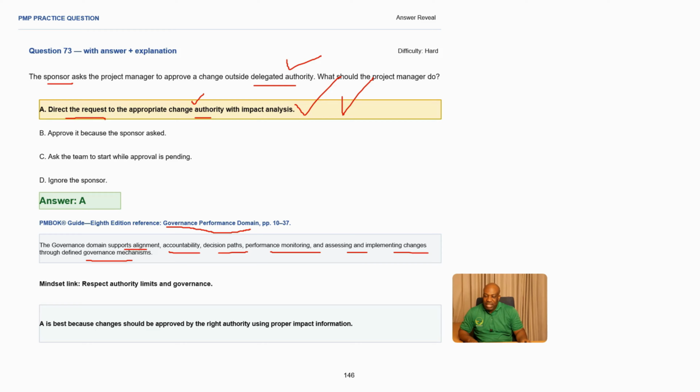And the best mindset to apply to this particular scenario is respect authority limits and also governance. This is very important. In a project environment, you should respect your limits as a project manager. Making A the best answer because changes should be approved by the right authority, okay, using proper impact information. So the proper impact information, this is what the project manager is actually giving. He has done the impact analysis and then given it to the right authority, making A the best answer in this scenario.